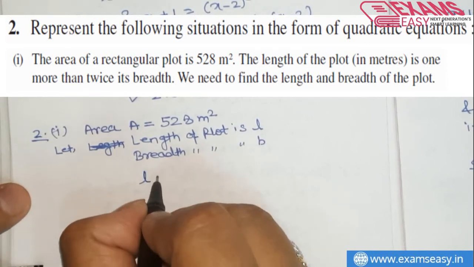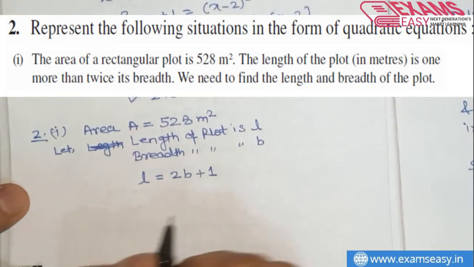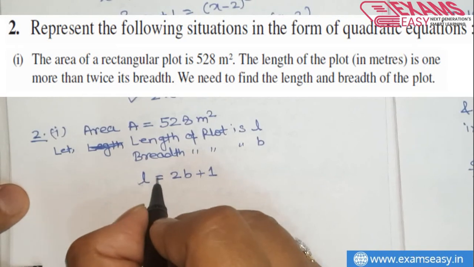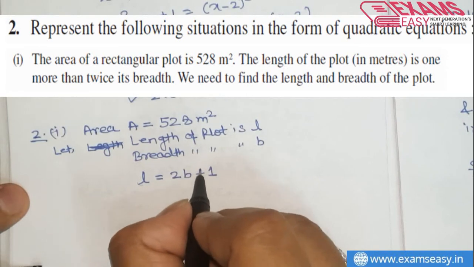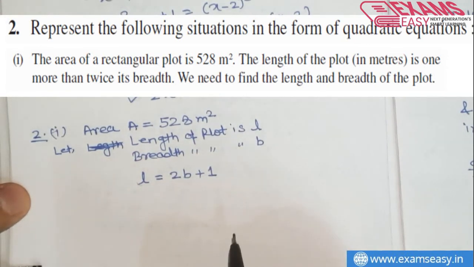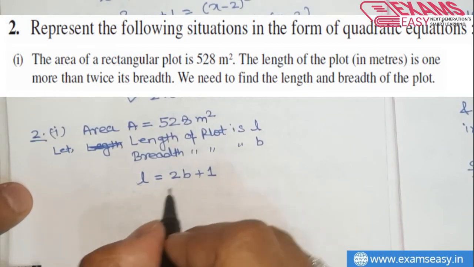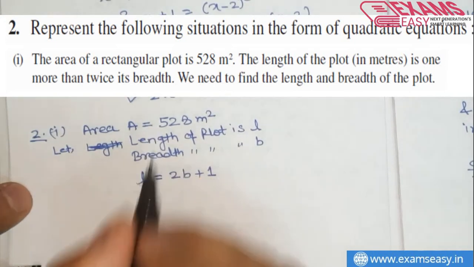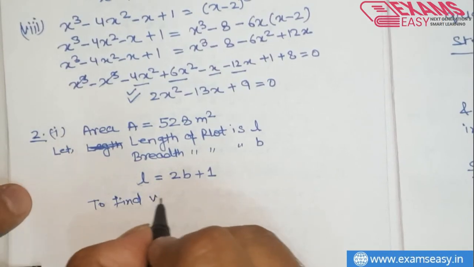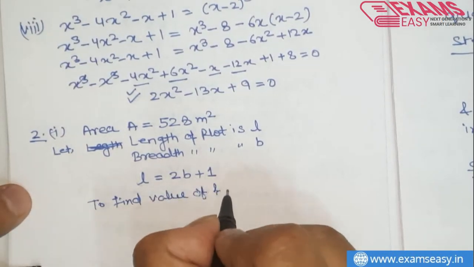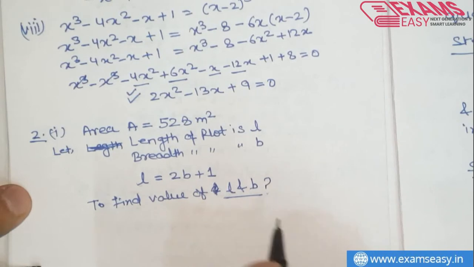Then it says that the length of the plot is one more than twice its breadth. So length, that means L, is equal to twice B plus 1. The length L is 1 more than twice its breadth: twice its breadth plus 1. So we need to find the length and breadth of the plot, so we have to find the value of L and B.